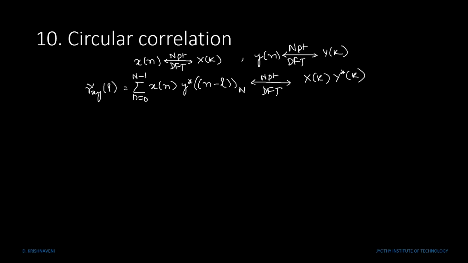And for autocorrelation, that means r x x of l, the DFT would have been X of k into conjugate of X of k, which we can write in the form of a plus jb into a minus jb, or we can write it as magnitude of X of k whole square. So this is the property of circular correlation. Circular correlation in the time domain is equivalent to the product of X of k and conjugate of Y of k.